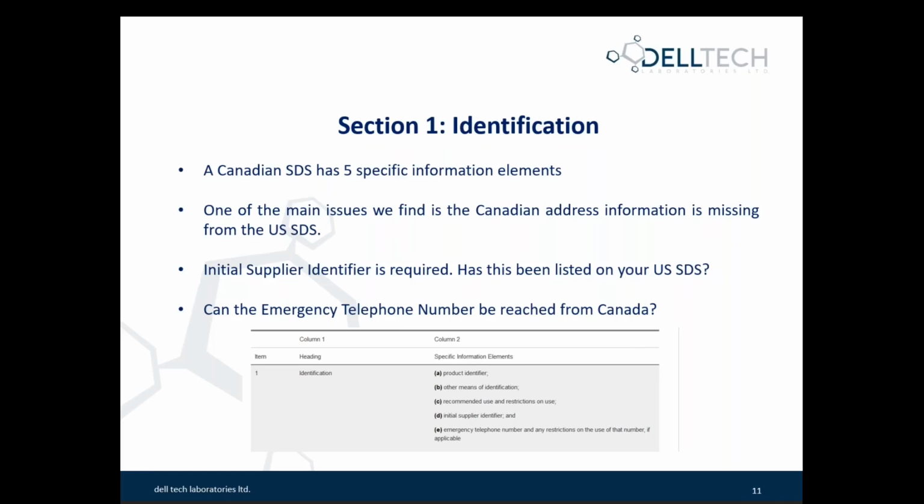An emergency telephone number is required on Canadian SDSs. Please ensure that this number can be used from Canada. I've come across many numbers on SDSs in the past where the number cannot be reached. So please ensure that you have someone testing this out. If that emergency number is the main desk and their office hours are 9 to 5, you'll want to place this on the SDS, so the individual who's using the document will know what time someone is available to help them.